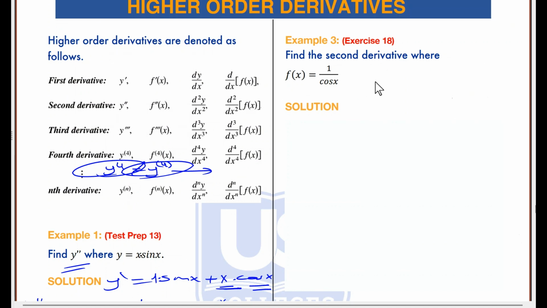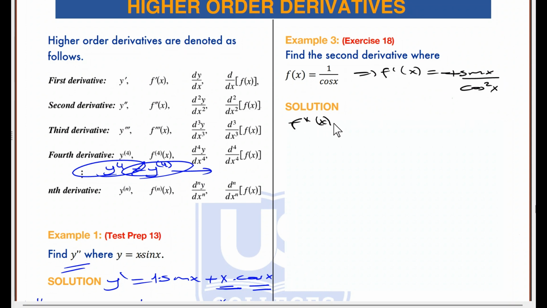First derivative is easy. Derivative of top, 0, times bottom, minus top times derivative of bottom. Derivative of bottom is minus sine x. Minus minus becomes plus. So we have sine x at the top, at the bottom, cosine squared x. So derivative of division is derivative of top times bottom minus top times derivative of bottom over bottom squared. This is my first derivative, pretty easy.